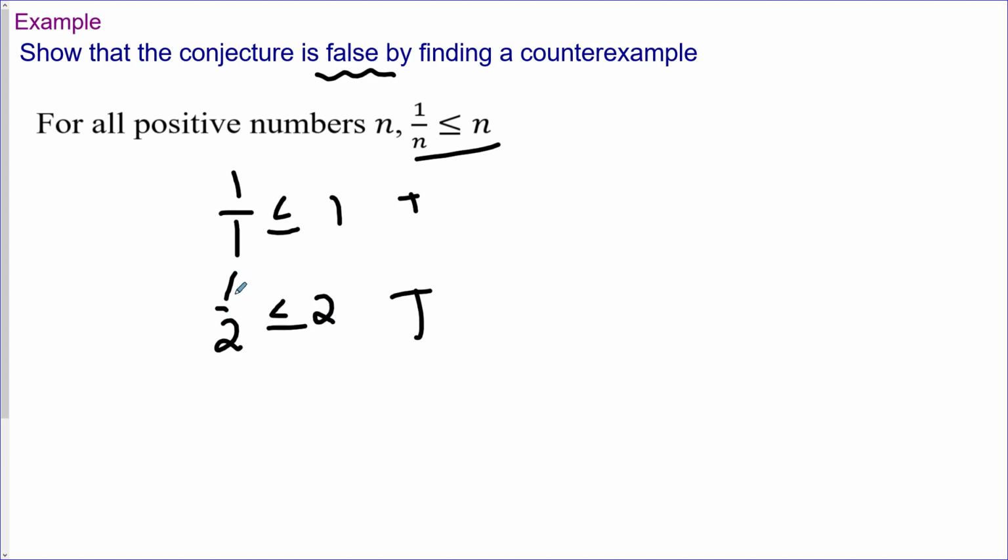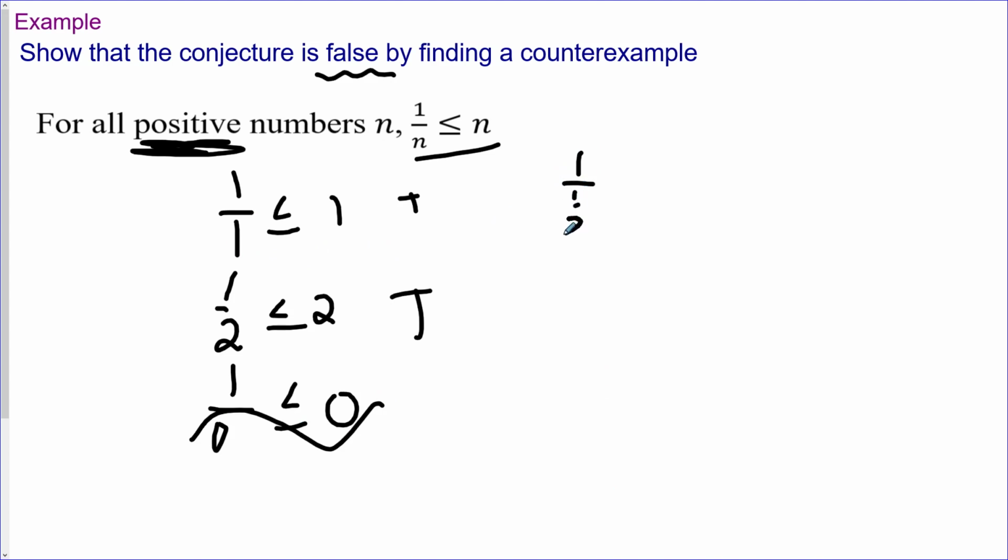So instead of going up in values, let's go down in values. But remember, we're dealing with positive numbers, so we can't go to any negatives. If we try 1 over 0, well, this creates some problems because we can't actually divide by 0, so we're going to have to discount this case for now. But what other numbers are between 1 and 0? What's smaller than 1? Oh, it's those oh so fun fractions.